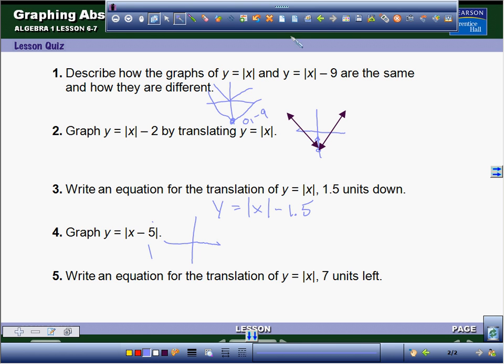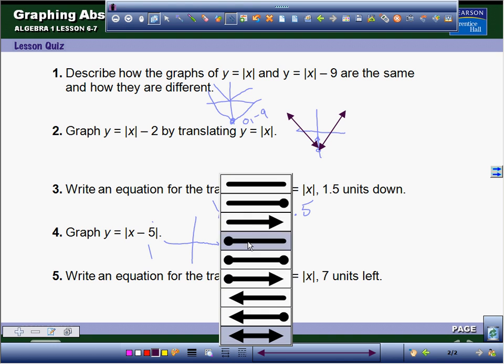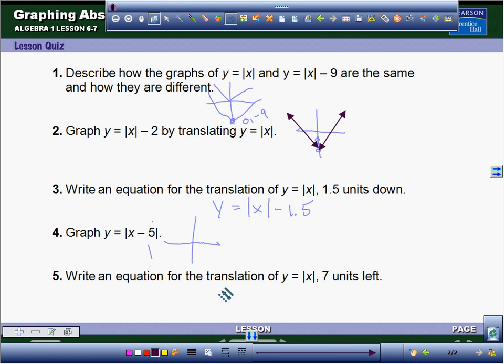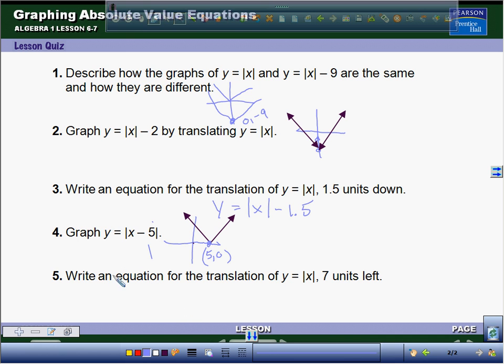So that one would be the same graph as y equals absolute value of x, except that, I'm going to get a one-legged arrow here, except that it's going to go 5 units to the right, okay? So something that looks like that, and this point right here is 5, 0. This will be the easiest part of your test if you just keep this stuff straight, right? And then write an equation for the translation 7 units left.